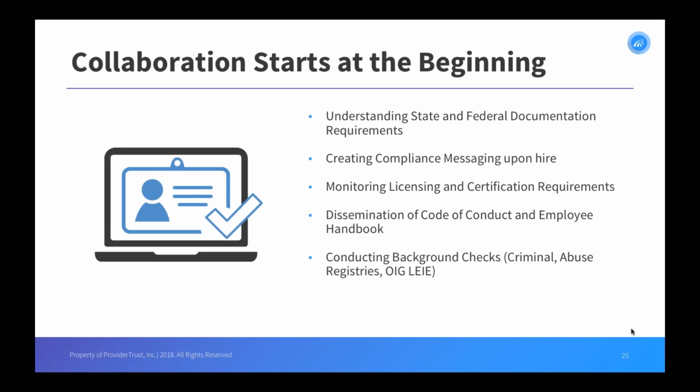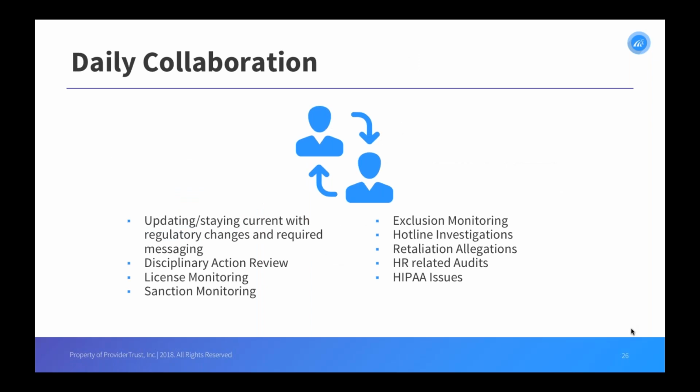Dissemination of code of conduct and employee handbook, and conducting background checks. So from a pre-hire standpoint, this is what we see at the very beginning of the life cycle of an employee: an effective background check, which includes the criminal side, abuse registries, exclusion databases, in addition to just basic credentialing and getting somebody into your network. And then once you've gotten them into your employee population or into your vendor network or wherever it might be, it's the daily collaboration between these two departments.